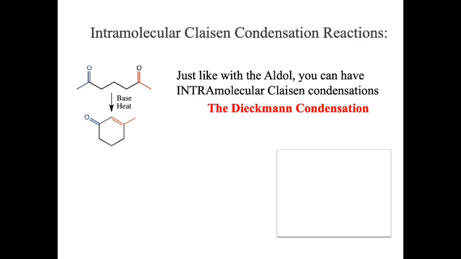Aldols, we could do intramolecular aldol reactions. We can do the exact same thing with Claisens. We can do intramolecular Claisens. But for it to be an intramolecular Claisen, what do I need to start with? Two carbonyls with alpha hydrogens.